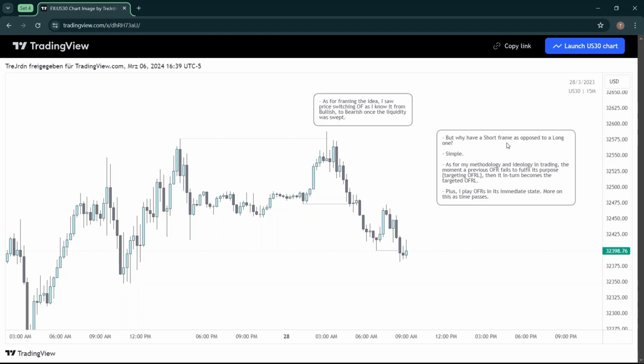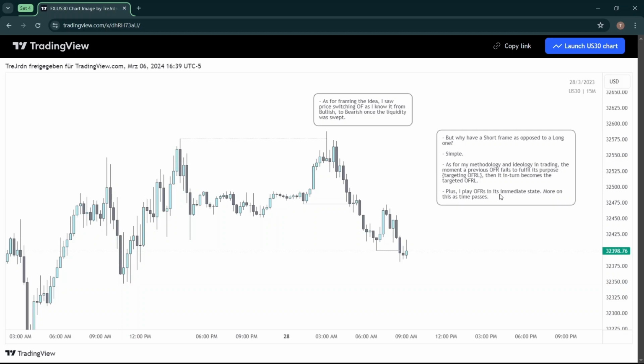But why do we have a short frame as opposed to a long frame? Simple. As for my methodology and ideology in trading, the moment a previous order flow range fails to fulfill its purpose in regards to targeting this high, order flow range liquidity, then it in turn becomes the target order flow range liquidity. So say for example, I had from this low to this high as a range. Let me get a bit more granular. This low to this high as a range. The moment this low fails, it speaks to me that this low can fail, and any low that's a bit lower can fail as well.